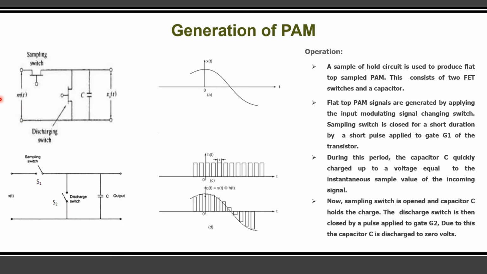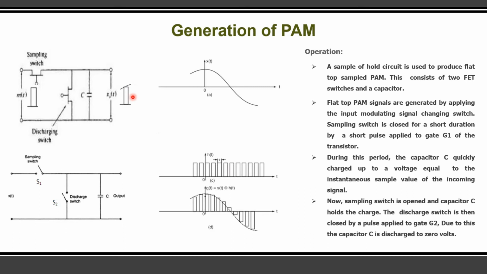Now we apply a message signal here. At that time instant, if we apply the pulsed clock signal to field effect transistor 1, it acts as a switch and goes to the on condition. Once it is closed, the message signal is sampled during this pulse duration. The capacitor will charge up to the message signal amplitude. So we get the first sampled signal, or pulse amplitude modulated signal.